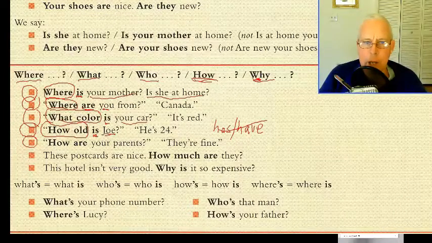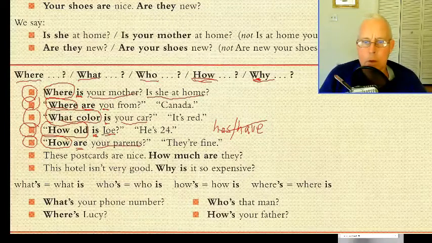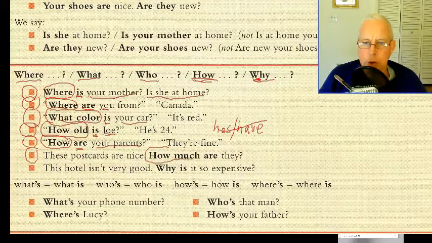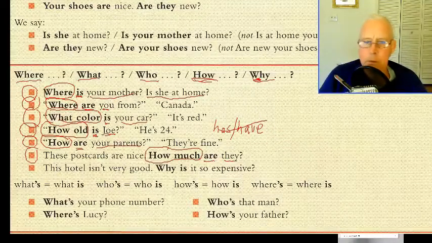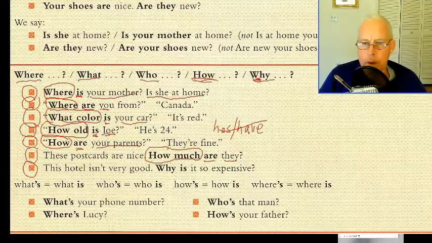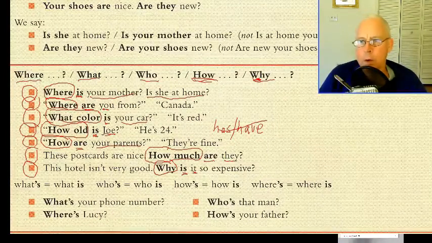Here's another how, just the word how. How are your parents? That means, are they okay? And the answer, they're fine. Notice in the answers we're doing a lot of contracting. These postcards are nice. How much are they? Well, they're $1. This hotel isn't very good. Why is it so expensive?